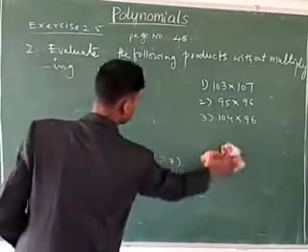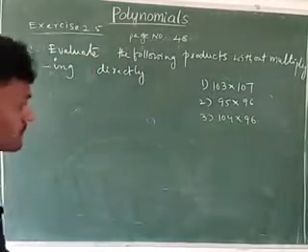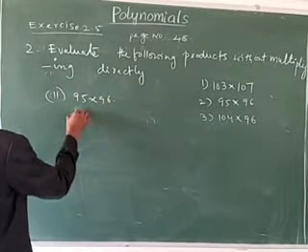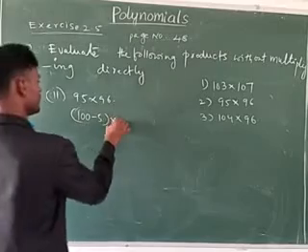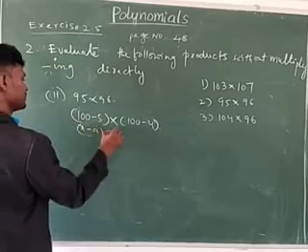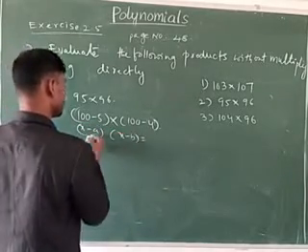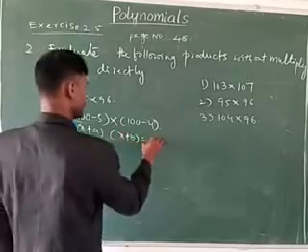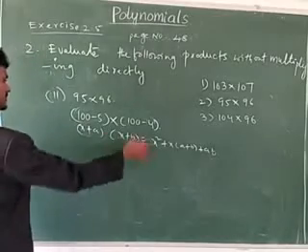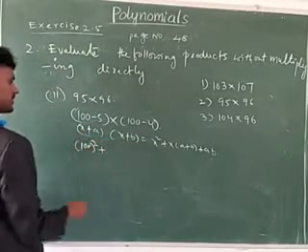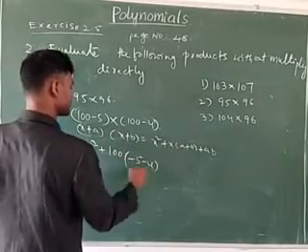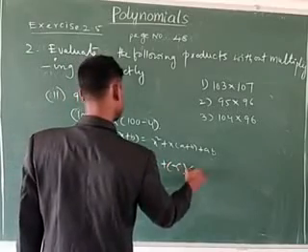Next, the second one: 95 into 96. Here 95 is written as 100 minus 5 and 96 is 100 minus 4. Now how to do it? This is (x minus a) into (x minus b), or otherwise you can take plus also, no problem. Here x square plus x into (a plus b) plus ab. Now instead of x write 100: 100 square plus 100 into (minus 5 minus 4) plus (minus 5) into (minus 4).